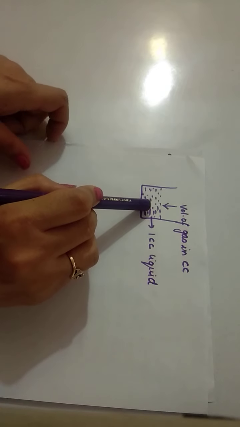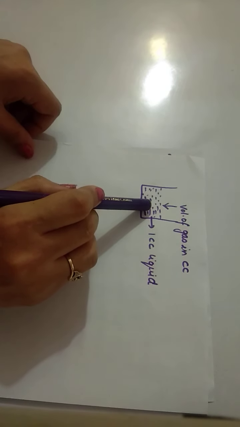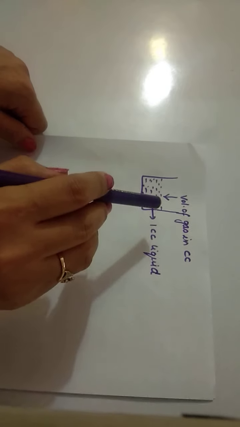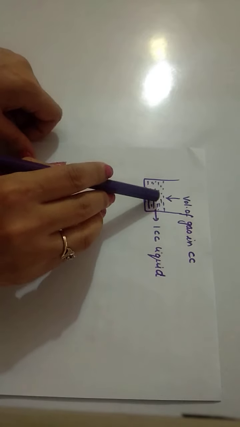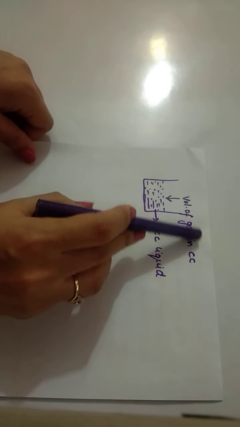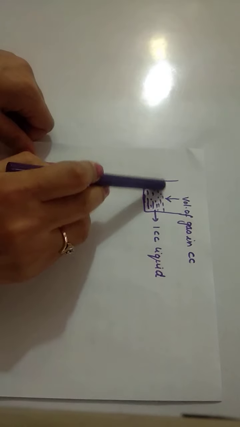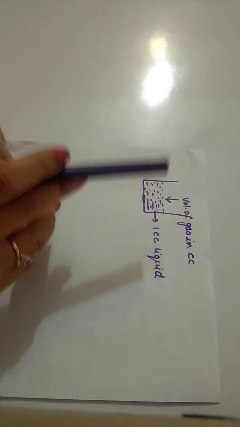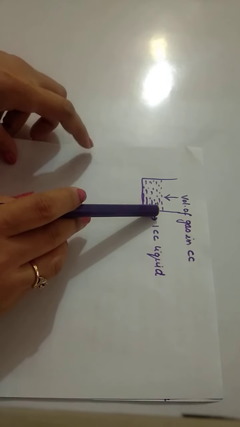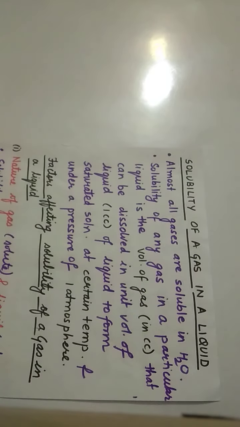You all know what a saturated solution is? A saturated solution is one in which the space between the solvent molecules is fully occupied by the molecules of the solute. When there is no space left, or when no more solute can be added to the solvent, that solution is a saturated solution. So till the solution becomes saturated at a certain temperature and under a pressure of 1 atmosphere.